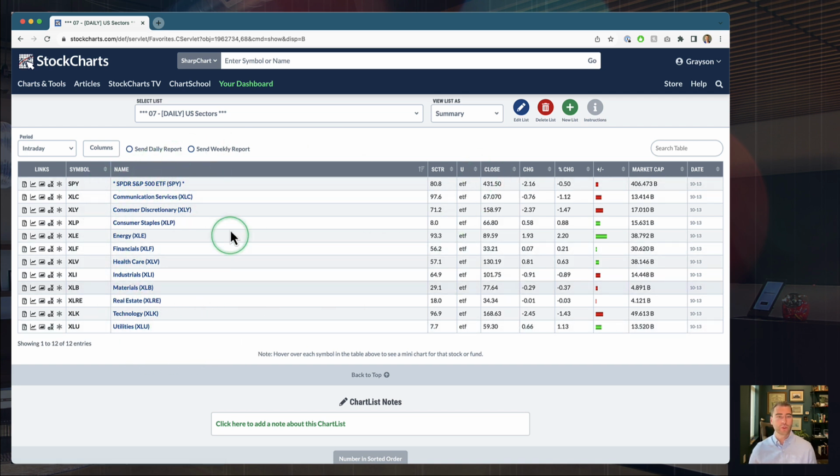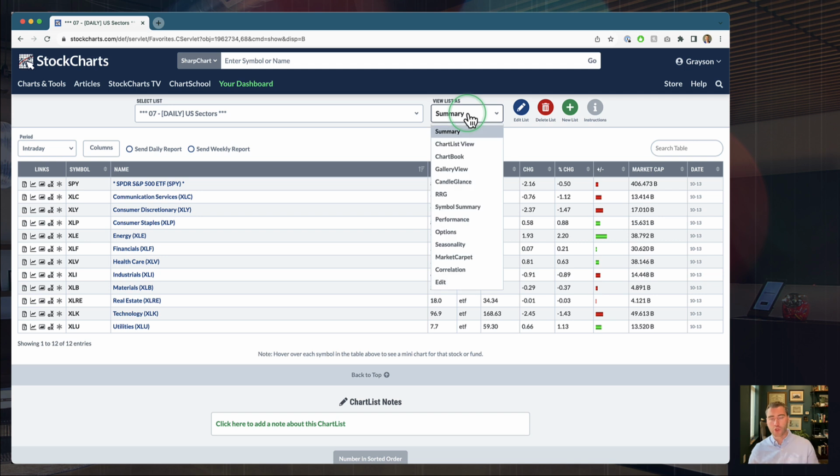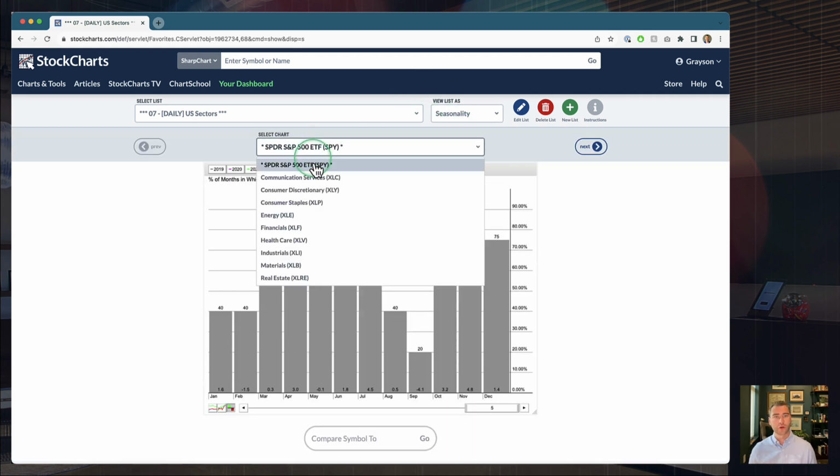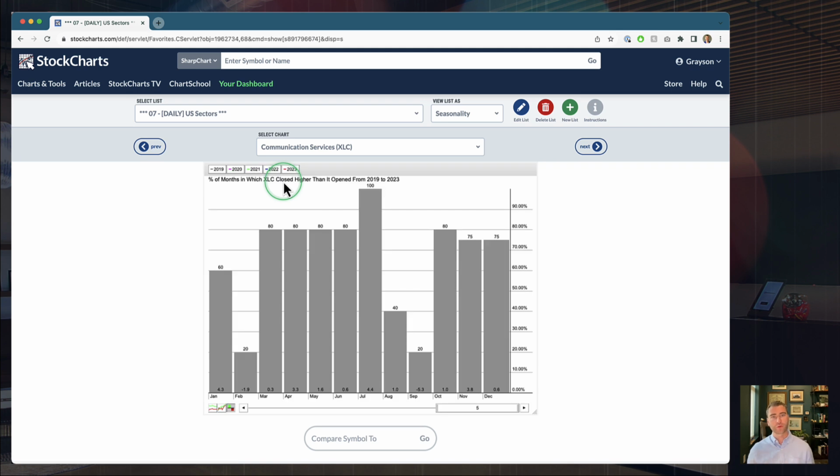Once you jump into a chart list like this, you have access to a number of different chart list views. Of course, the traditional ones being summary, chart list view, chart book, different things like that. We also have a seasonality view as one of the options for these chart lists though. So if you click on that, this will actually pull in all of those different ticker symbols for that chart list. So we can quickly flip through seasonality charts for anything in this list.